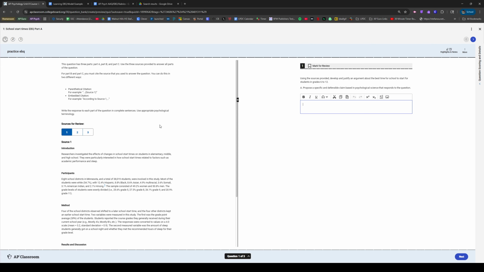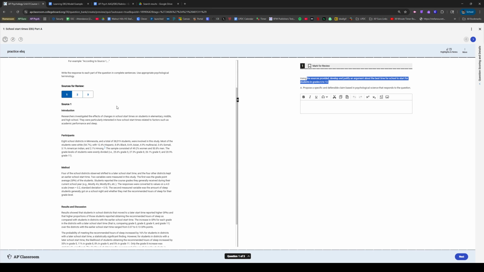So the first box here is going to tell you what your claim is going to be based around, like the topic you're going to be looking at, and you can see it right here. Using the sources provided, develop and justify an argument about the best time for school to start in students' grades 6 through 12. Your first part is to develop a defensible claim that responds to this question. Read this first so you know what to be looking for. We're looking for evidence that supports a good school start time for students in grades 6 through 12.